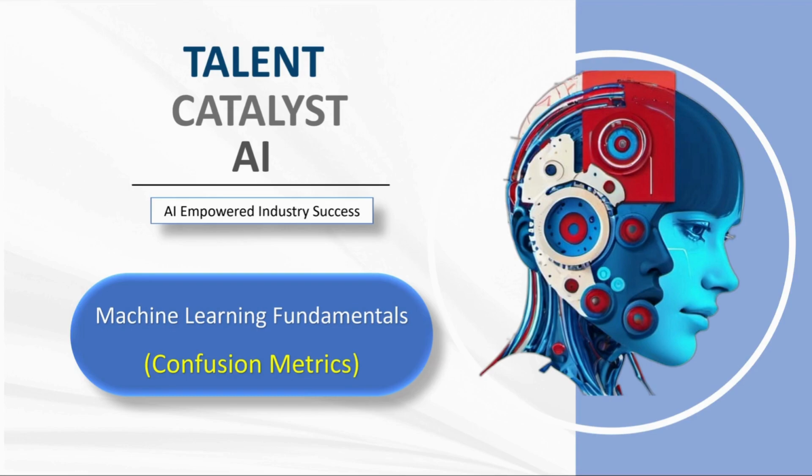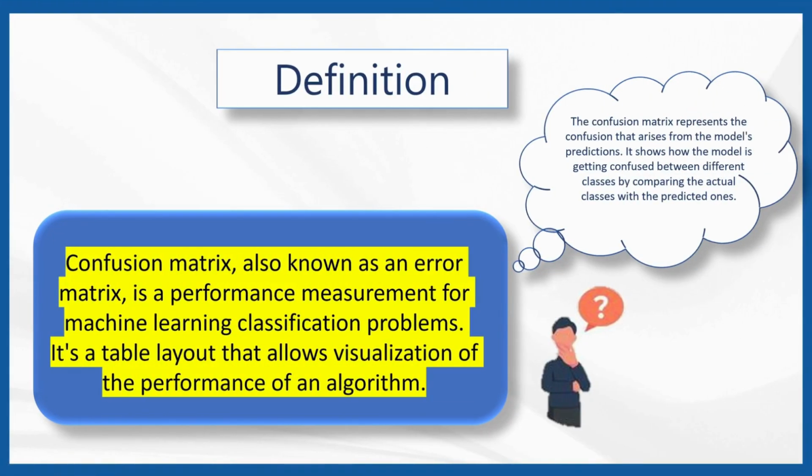The topic for today's video is confusion matrices, its definition, and understanding the whole concept of confusion matrix. So let's delve right into it. Let's first define what a confusion matrix is. A confusion matrix is also known as an error matrix. It's basically a performance measurement for a machine learning classification problem.